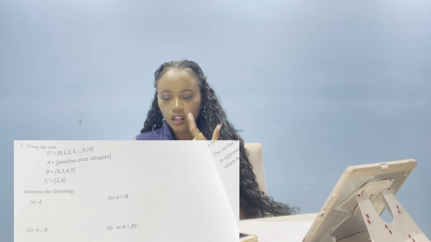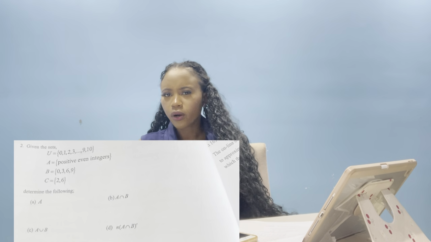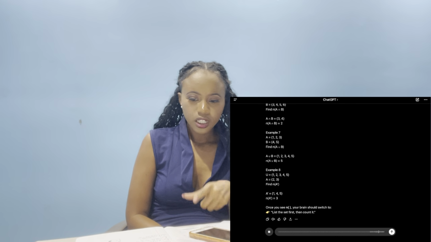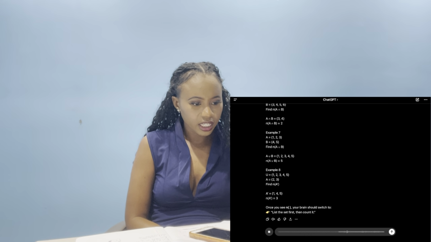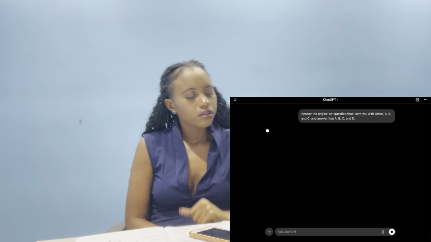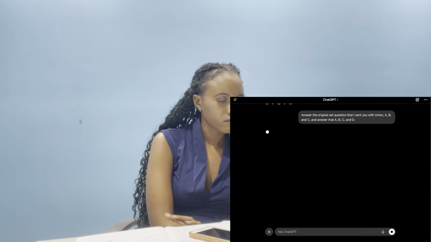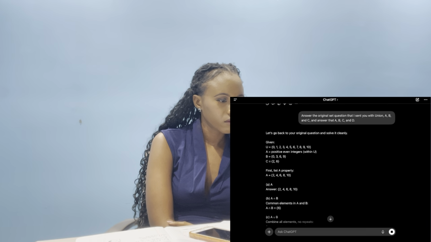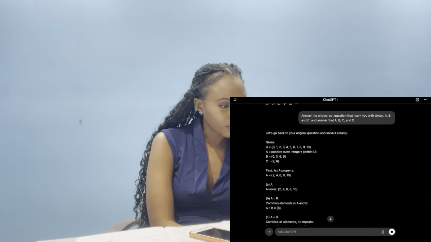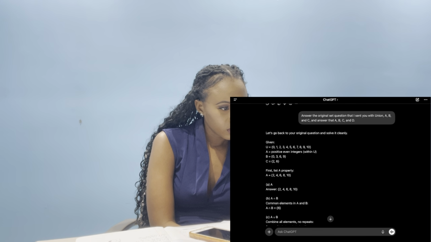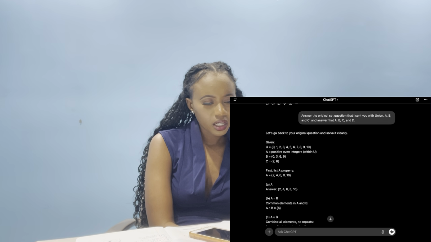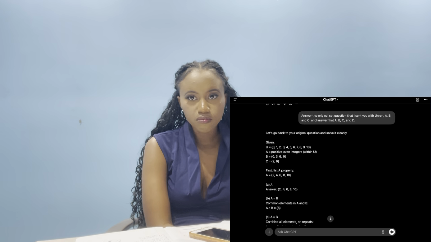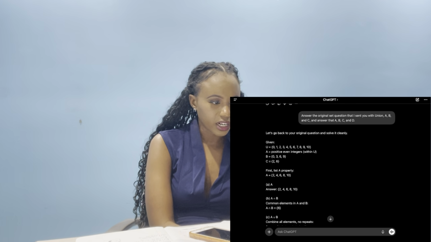And if you're not sure about how you answered the question, you could always ask chat to answer the original question that you sent. Answer the original set question that I sent you with union A, B, and C. Answer that A, B, C, and D. Let's see what they give us. Make sure that the question is correct. U equals 0 up to 10, positive even integers within U. Even though the paper didn't say within U, chat knows that obviously the test means they're talking about the numbers from U, so that's why they put them within U.